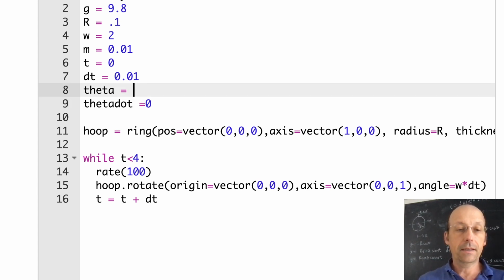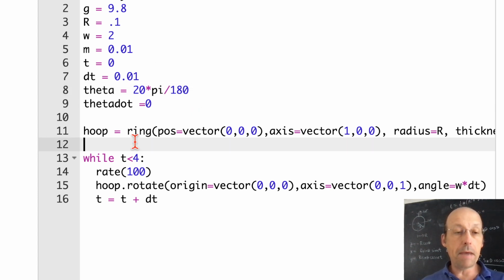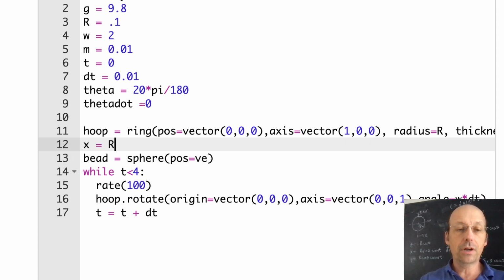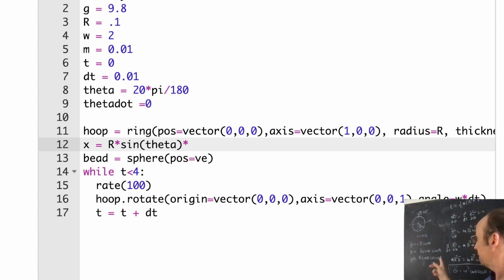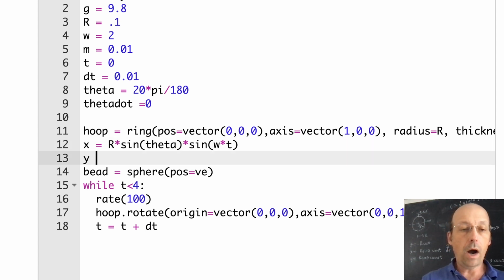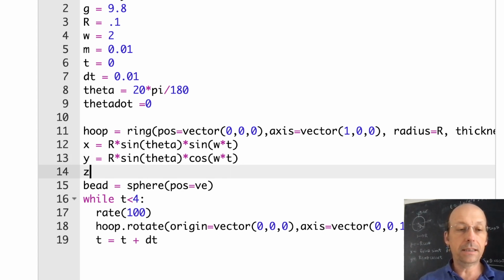I don't want that. Let's say it's going to be 20 degrees. So let's make our bead. It's a sphere. Its position is going to be equal to, now here we can just calculate x, y, and z, and I'm actually going to do that. X equals r times sine theta times sine omega t. Y is r times sine theta times cosine omega t, and then z is negative r times cosine theta.